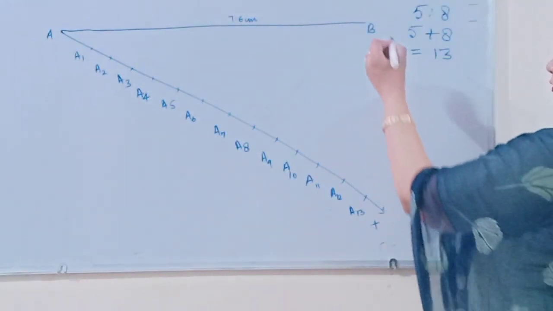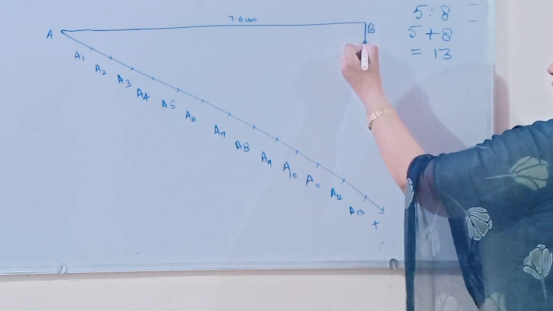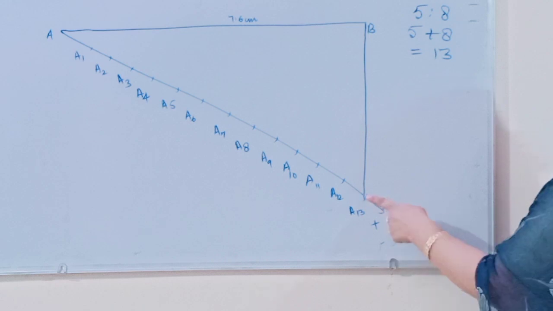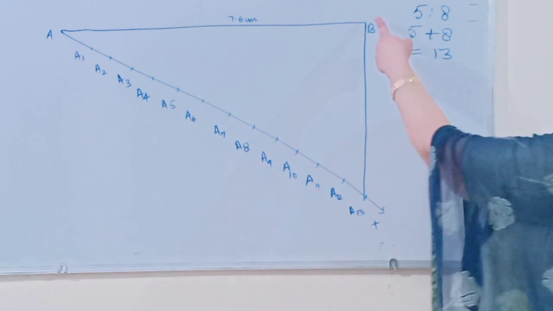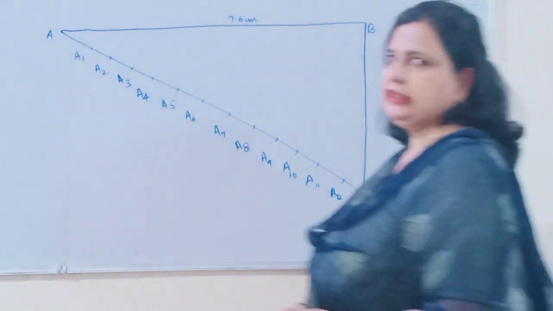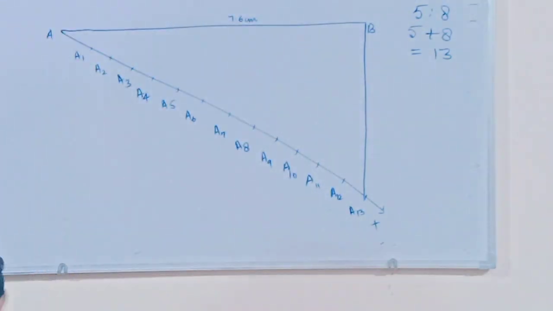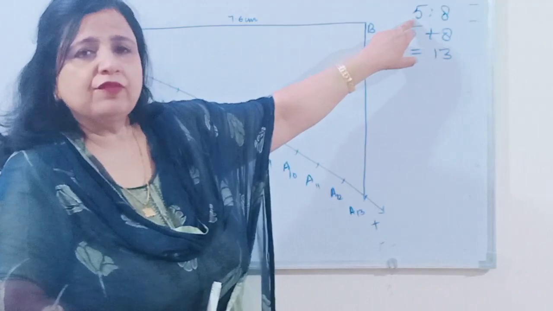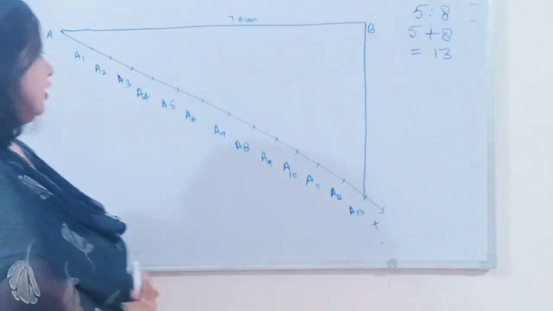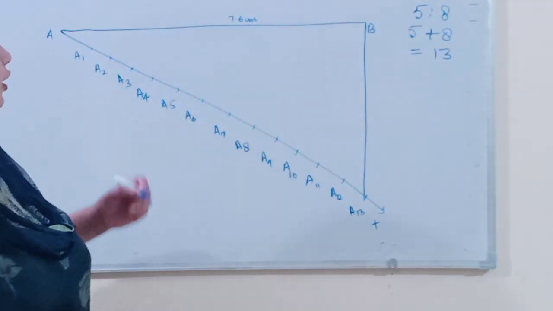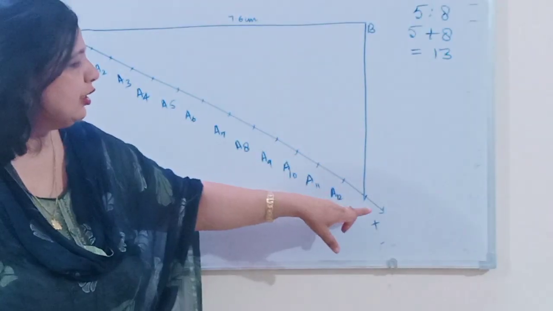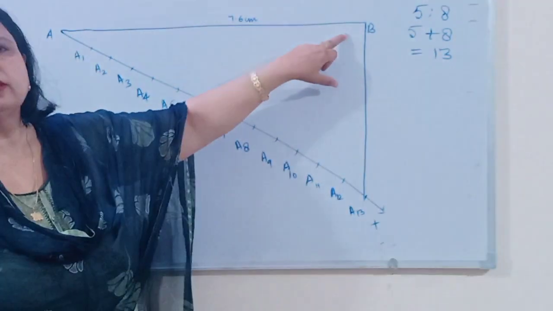Now we'll join BA13. The last was A13, so we have joined BA13. Now through A5, first we'll take 5 parts. So A5th part. Through A5 we'll draw a line A5C parallel to A13B.